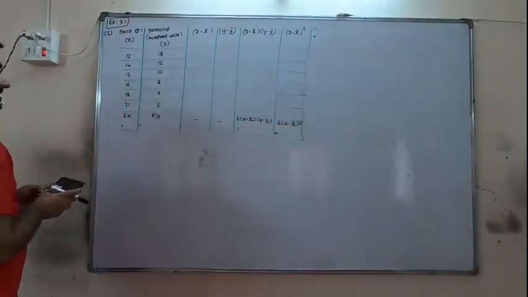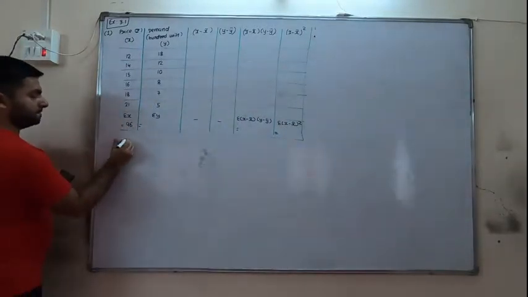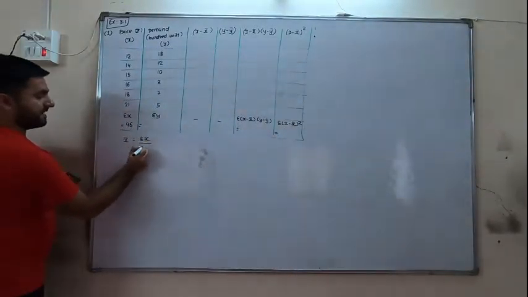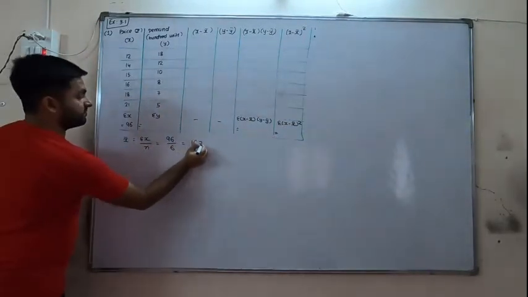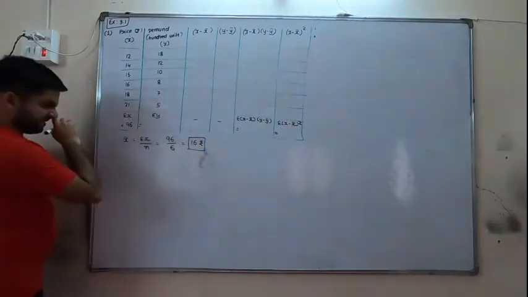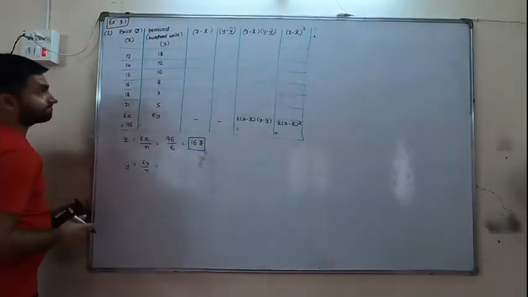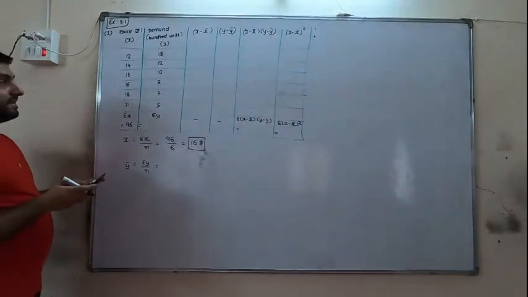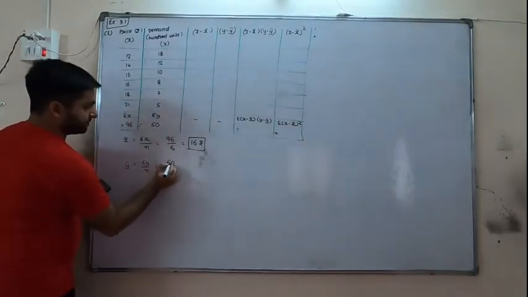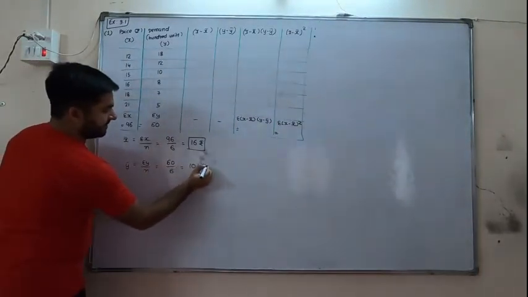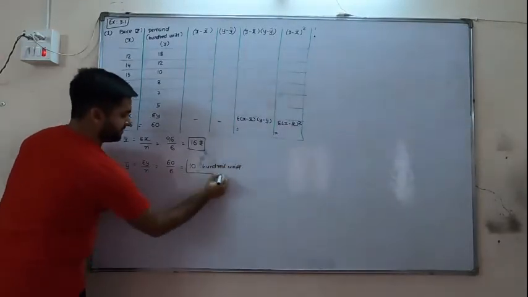X values: 12, 14, 15, 16, 18, 21, total 96. X bar is equal to sigma X by N, 96 by 6, 16 rupees. Y bar is sigma Y by N: 18, 12, 10, 8, 7, 5. Total is 60, 60 by 6, 10, 100 units.